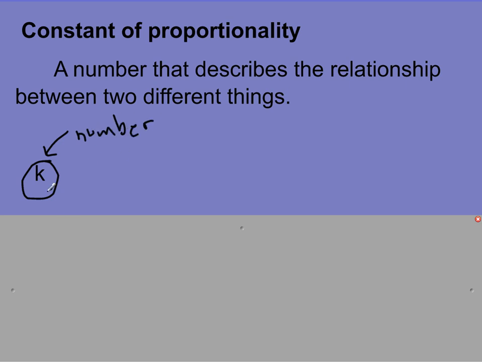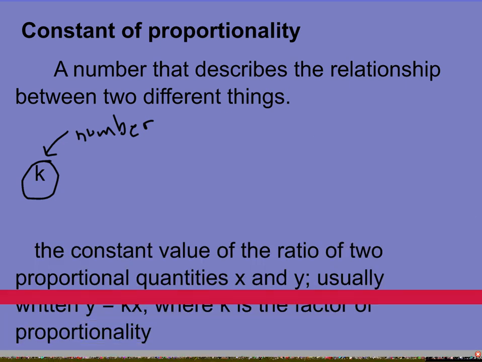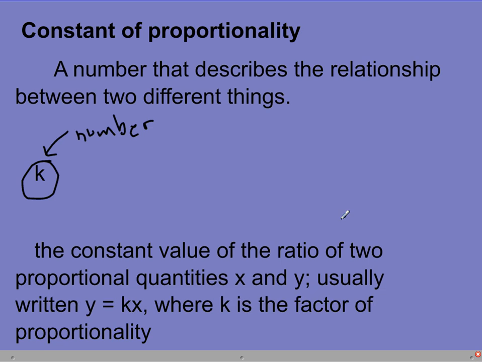but we use a variable to represent it because in every situation, every relationship, that constant of proportionality is going to be different. So k is the constant of proportionality. Now I want to show you this fancy math definition because it's important to be able to look at a fancy math definition and understand what on earth it means.